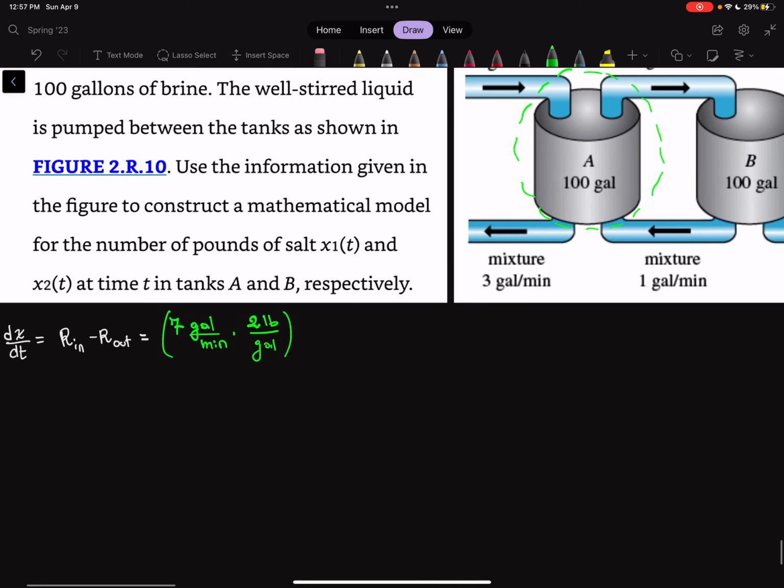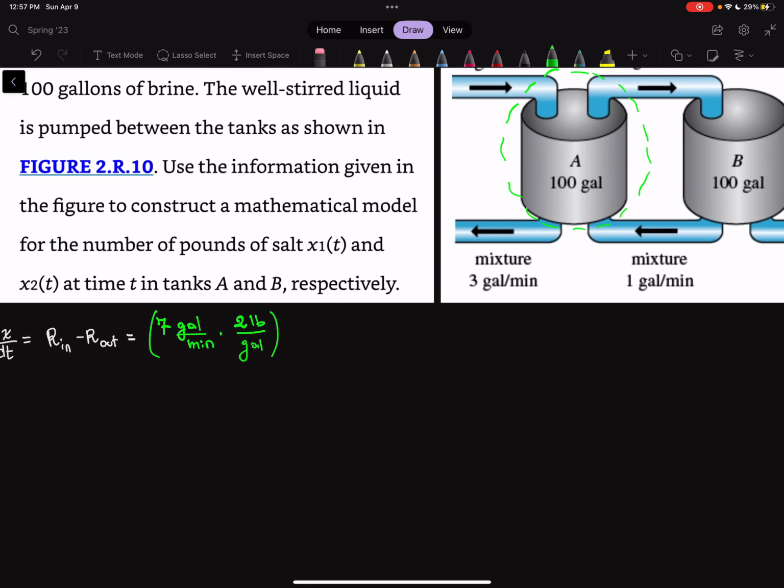And what else is coming in? Well, we have stuff coming in here, so that's going to be another plus, and we have 1 gallon per minute. Now, it says mixture, so its concentration is related to tank B. I don't know that one, but I'm going to say that the amount of salt at any time t in tank B is x sub 2. To multiply by the concentration, because here we multiplied by pounds per gallon, we need to divide by the volume of water, which we said we start at 100 gallons.